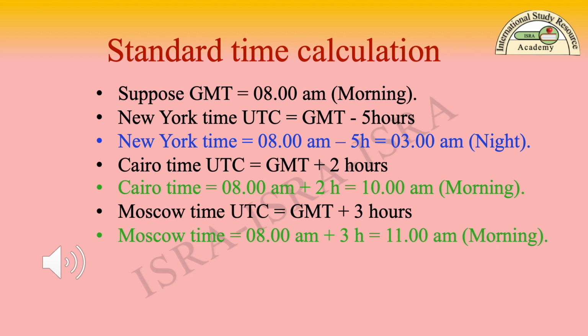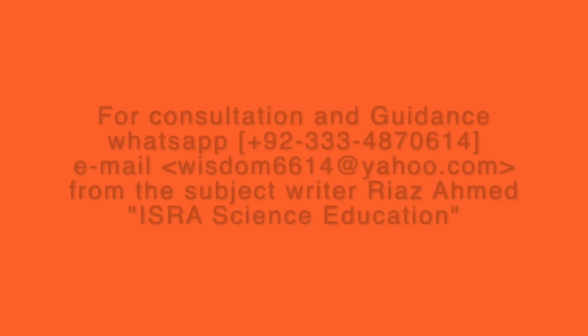Similarly, Cairo Standard Time UTC is equal to GMT plus 2 hours. Therefore, Cairo Standard Time is equal to 08.00 am plus 2 hours is equal to 10.00 am. This is also a morning time. The Moscow Standard Time UTC is equal to GMT plus 3 hours. Therefore, Moscow Standard Time is equal to 08.00 am plus 3 hours is equal to 11.00 am, and this is also a morning time.